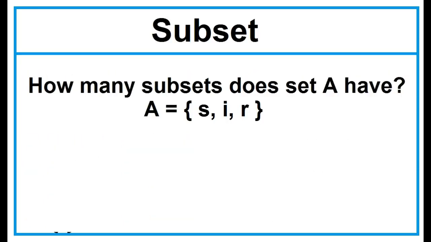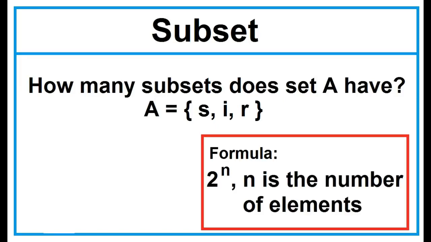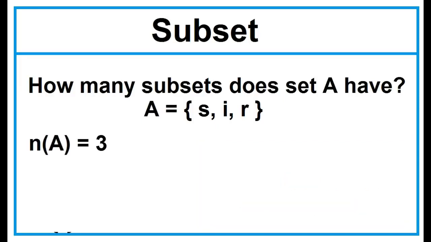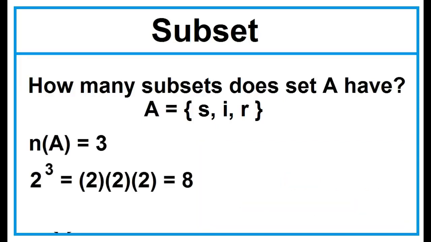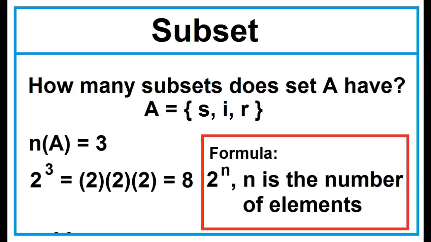How many subsets does set A have? To find the number of subsets, use this formula, 2 to the power of n, where n is the number of elements. The cardinality of set A is 3, so 2 to the power of 3 is just 2 times 2 times 2 equals 8.